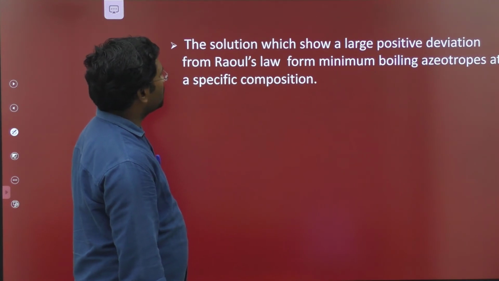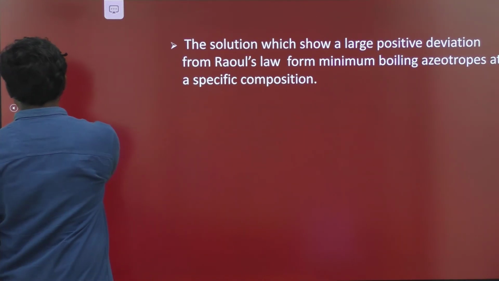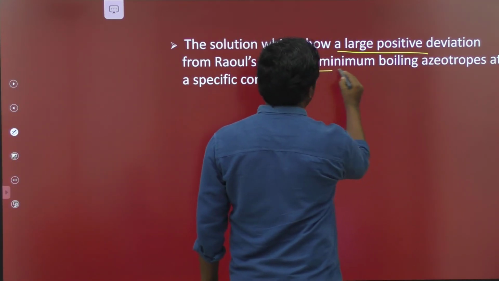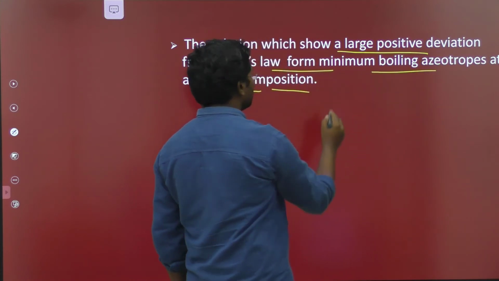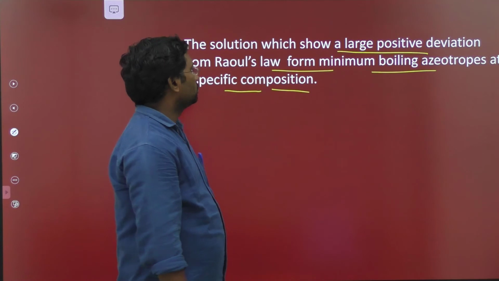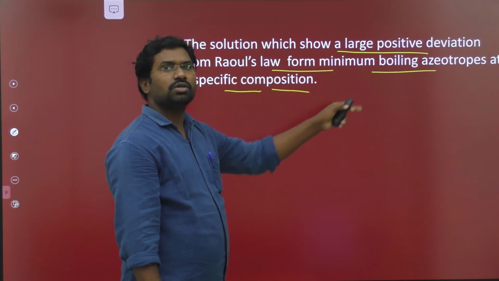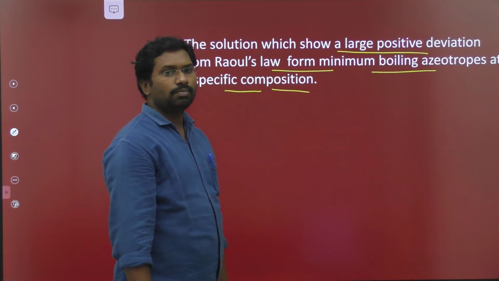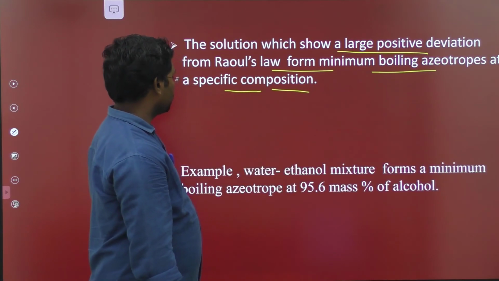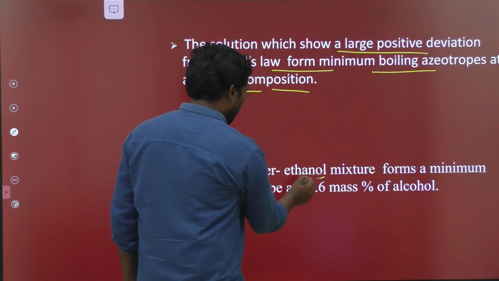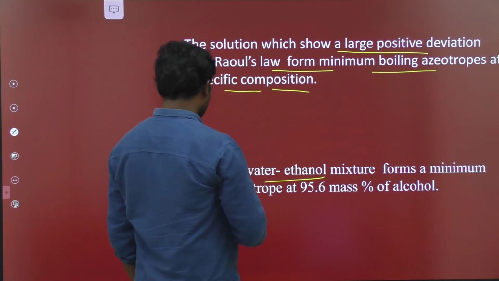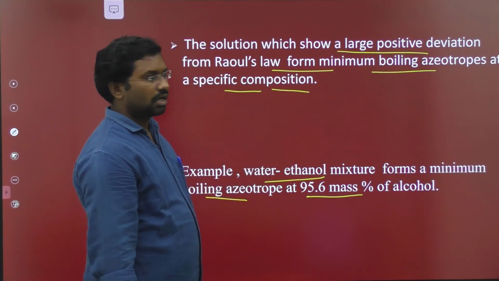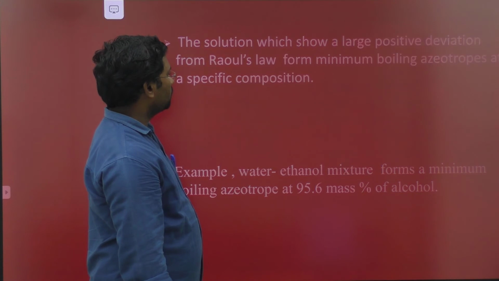And the next important thing: the solution which shows a large positive deviation from Raoult's law forms a minimum boiling azeotrope at a specific composition. That is known as a minimum boiling azeotrope. Example, water and ethanol mixture. Water and ethanol mixture forms a minimum boiling azeotrope at 95.6 mass percent of alcohol. This is the definition for the minimum boiling azeotrope.